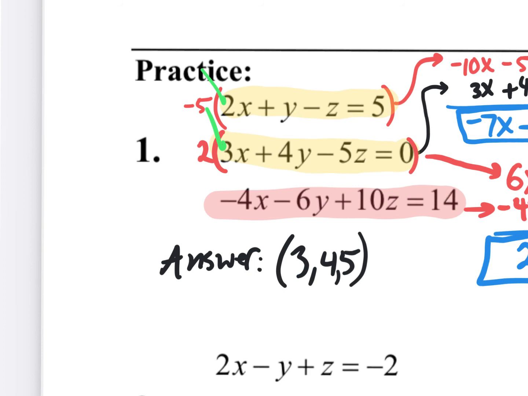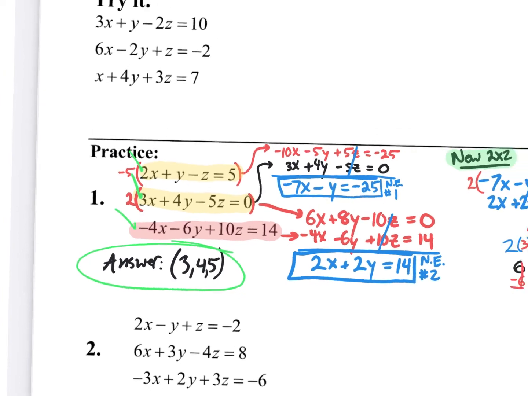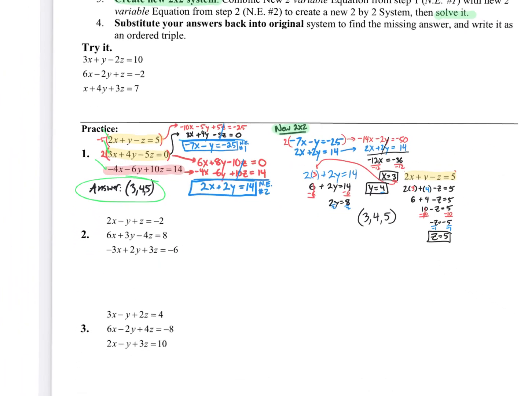I would actually write negative 4 times 3, right, negative 12. Negative 6 times 4 is negative 24. 10 times 5 is 50. And then add up those numbers and you should get 14. We have triple checked. We have verified that this is the correct answer. That's what you type in. Now, I want you guys to practice the rest of these right now in class.